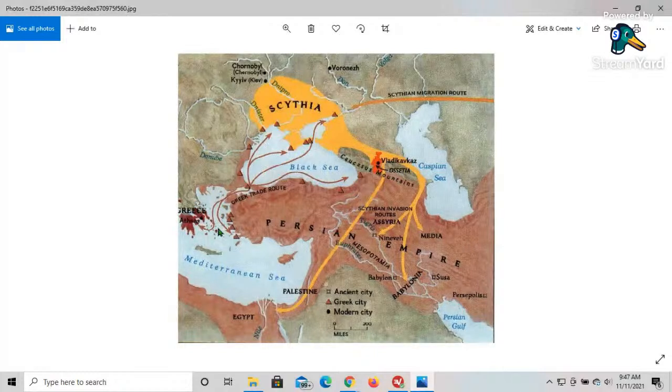The trade here, Greece traded with the Scythians. The Scythians invaded Palestine, on several occasions. The Scythians were like hired people. They traded with the people, and they hired them as soldiers to invade different places as well. Of course, you see Nineveh, Media, Scythian invasion routes, Assyria, Mesopotamia, Babylon, Greek. Okay.